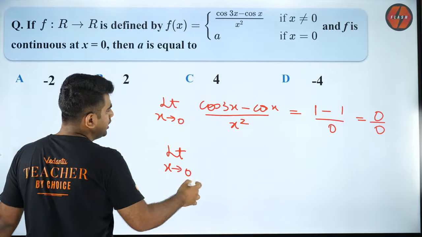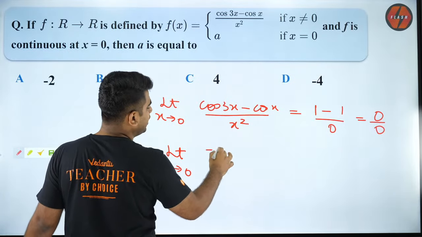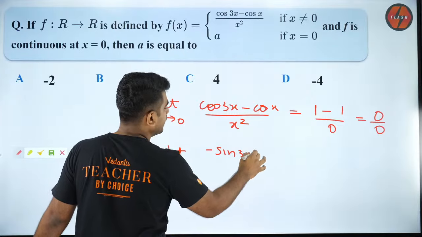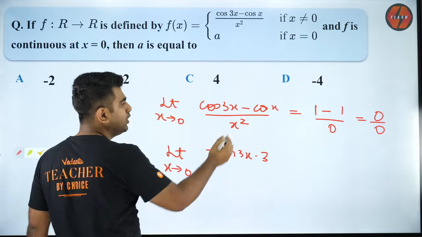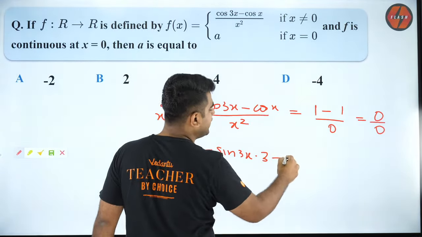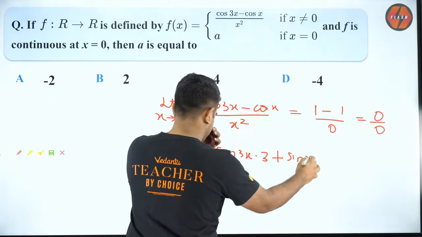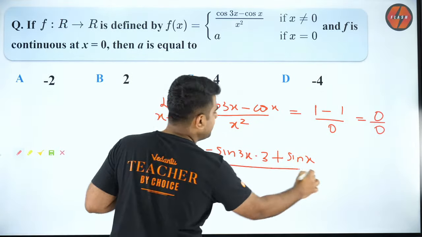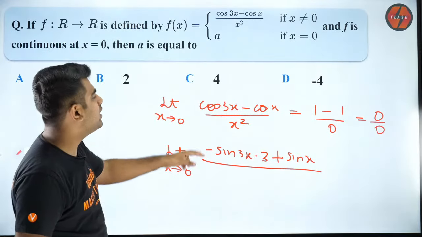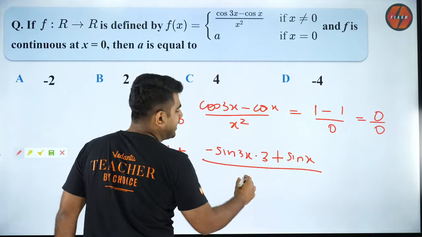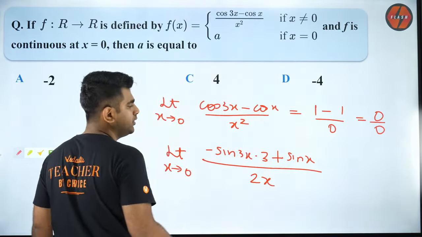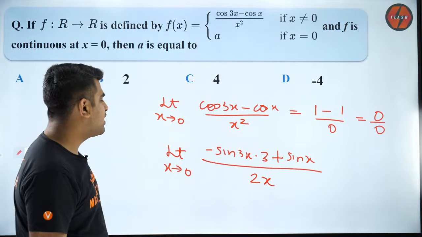L'Hopital rule. So I will differentiate cos 3x, which will be minus sin 3x into 3, chain rule. Then minus cos x derivative will be plus sin x. Okay, and then I divide it by x square's derivative, which will be 2x. Got it? Are you guys clear now?